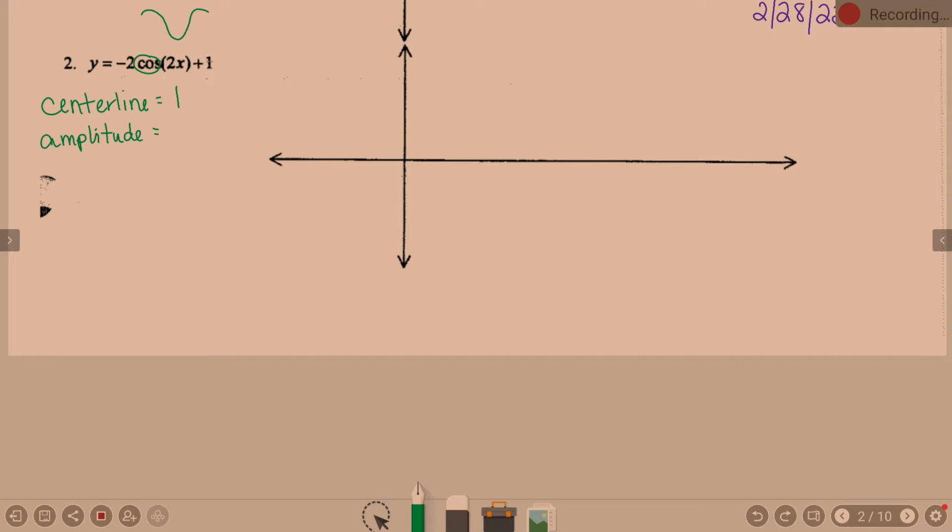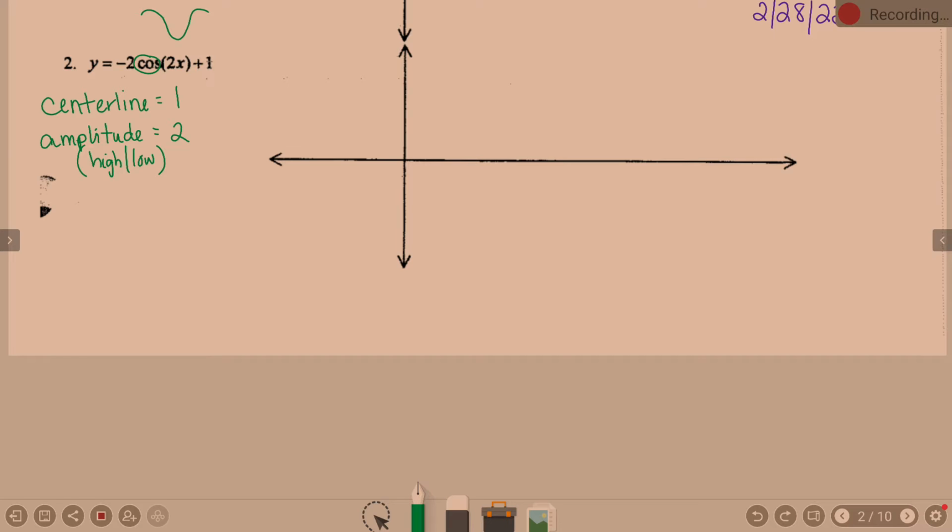Amplitude. Except I don't want the negative. Just 2. Hold that thought and I'll get there in a moment. So amplitude of 2 tells us how far up and how far down we're going from the center line, right? Your amplitude is how high and low this graph is going to go from the center line. Now, I said I didn't want the negative because amplitude is just the absolute value of A. So it's the absolute value of the number out front. So it's 2.